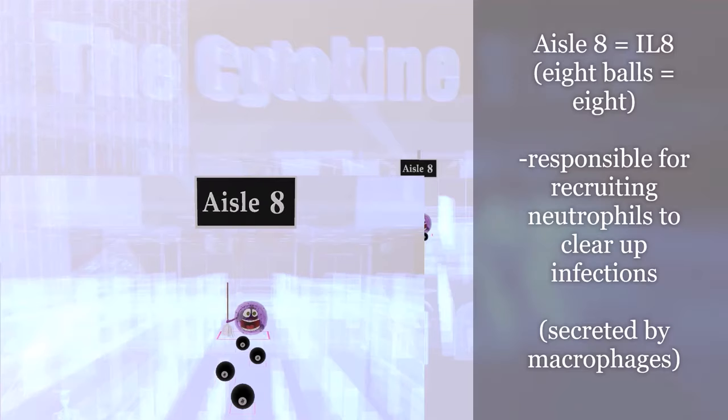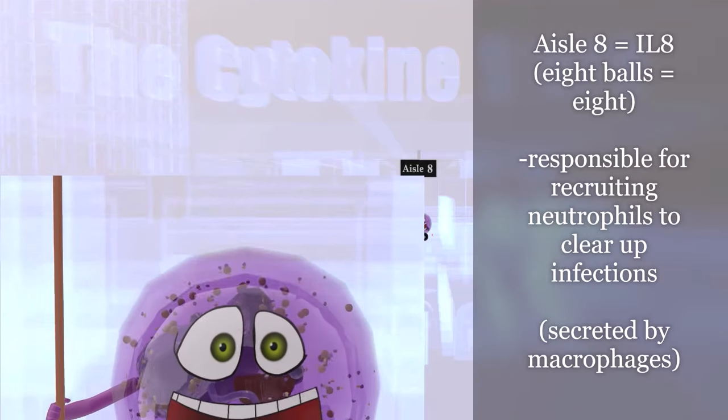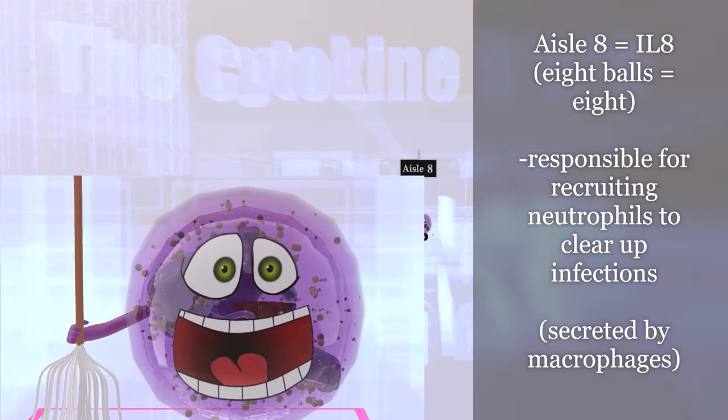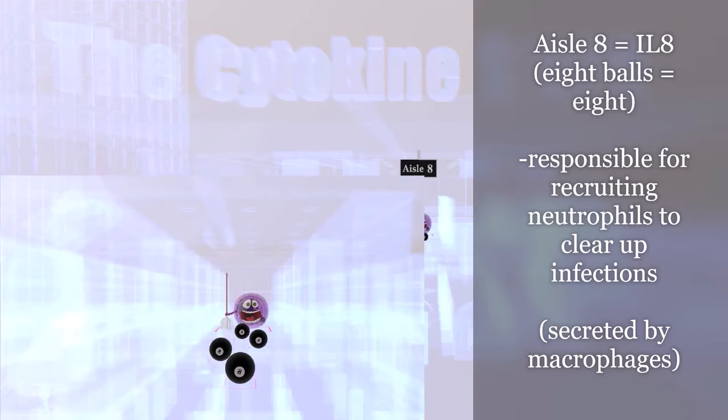In IL-8, I found this mess of 8 balls on the floor. 8 balls for 8. This reminded me that I was in IL-8. And the janitor over here is not a normal janitor. He is actually a neutrophil. And over here, he's really angry because he was called in to clean up the IL-8.